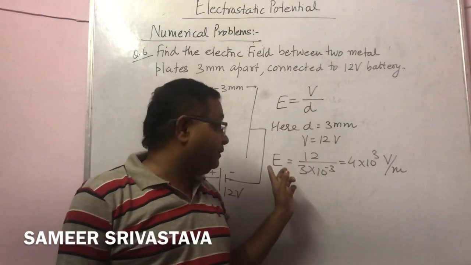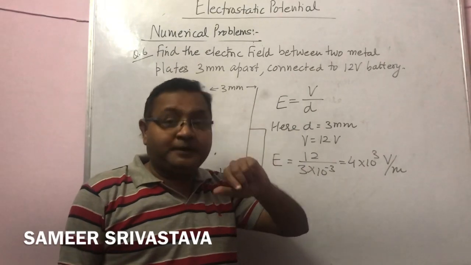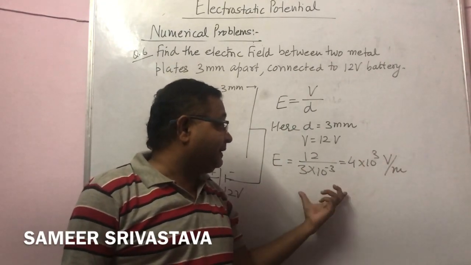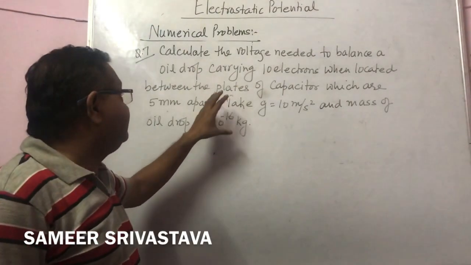We write the unit of electric field as volt per meter as well as Newton per Coulomb, right? So volt per meter is the unit for the electric field. Okay, again, the question number 7.